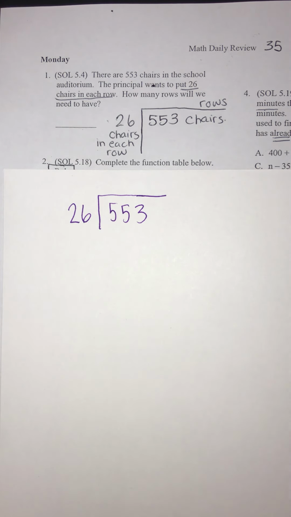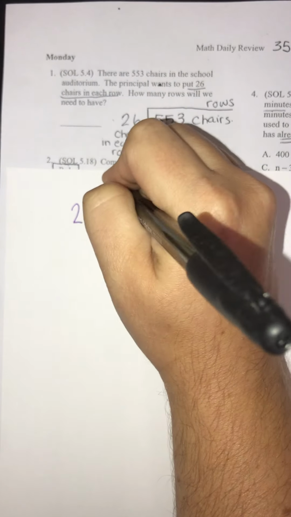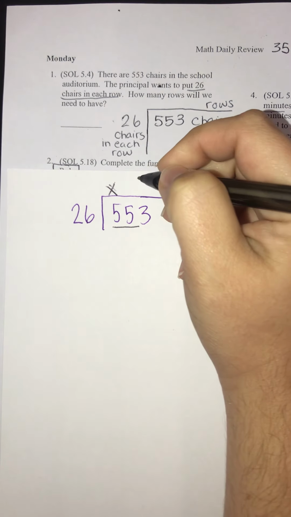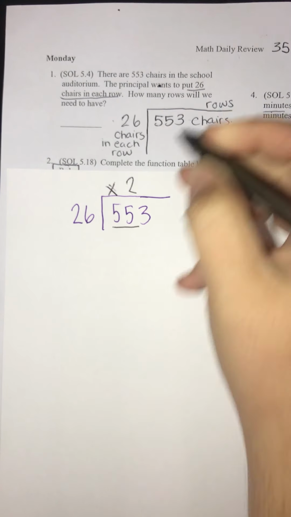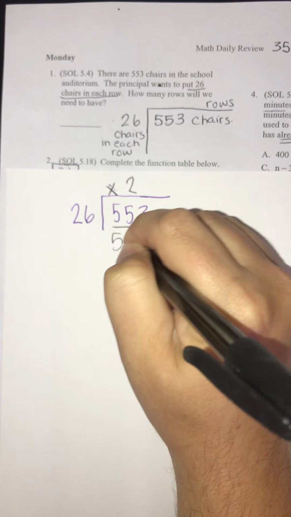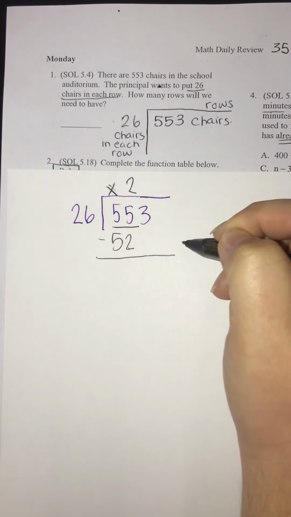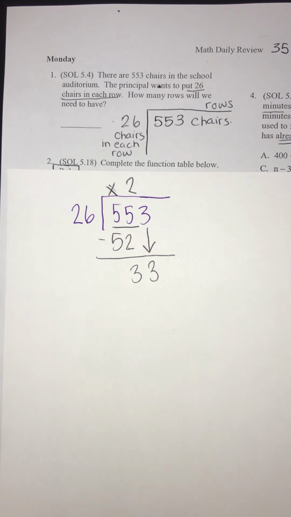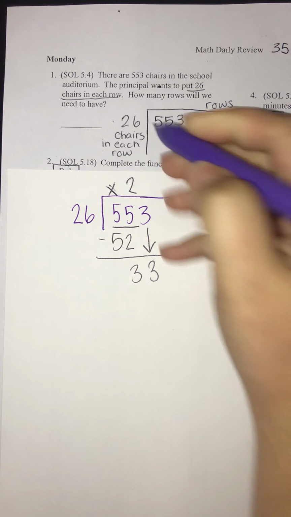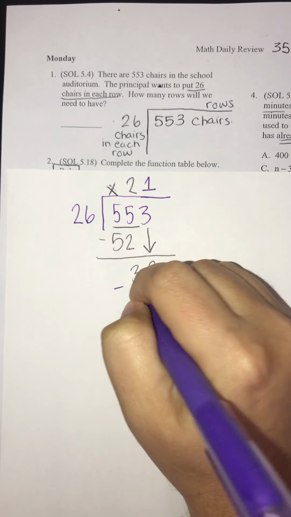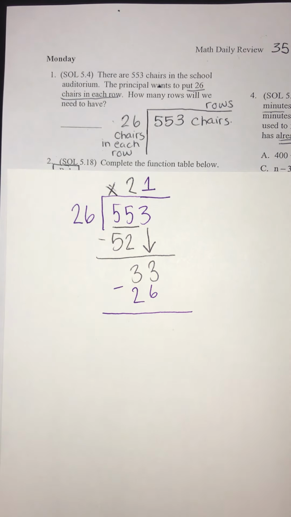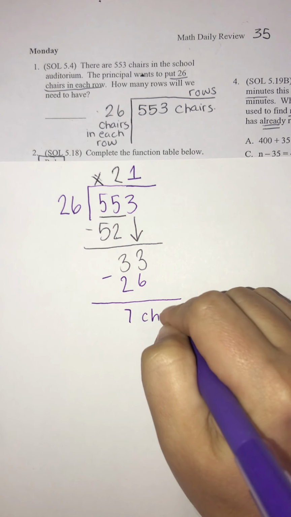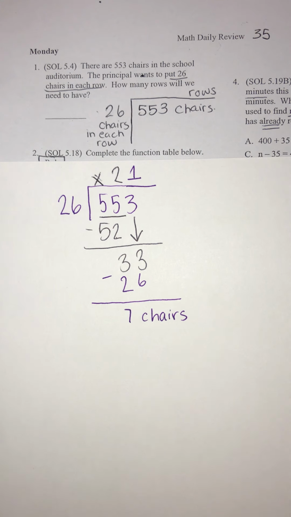Okay, so it's division. 26 cannot go into 5. 26 can go into 55 2 times. 2 times 26 is 52. 55 minus 52 is 3. Bring down the 3. Then 26 can go into 33 1 time. And then it looks like we're going to have 7 chairs left over.